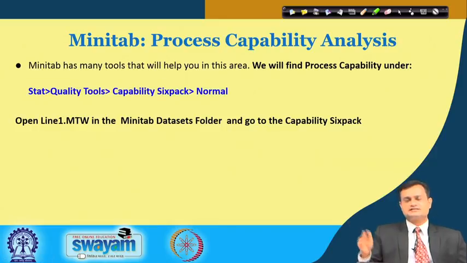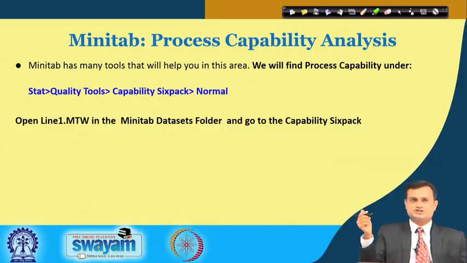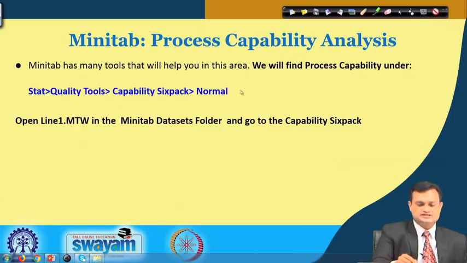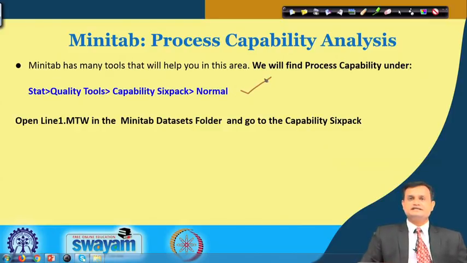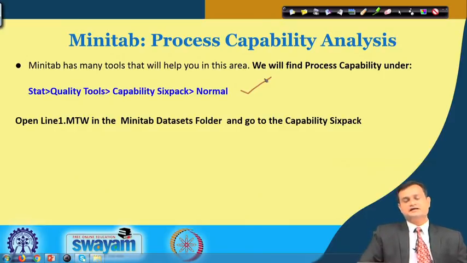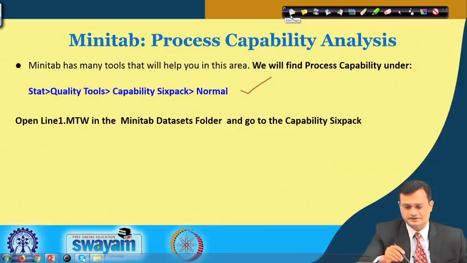Now, the process which we follow in Minitab, I have already discussed the steps. You have Stat, the package, Quality Tools, Capability Sixpack, and then Normal, because my assumption is that it is normal, but I would like to verify it through the histogram as well as the normal probability plot. Then I can open a file for data input, or import the file into Minitab, and then I can conduct the Minitab six-pack process capability analysis.